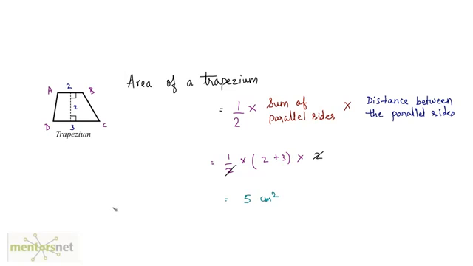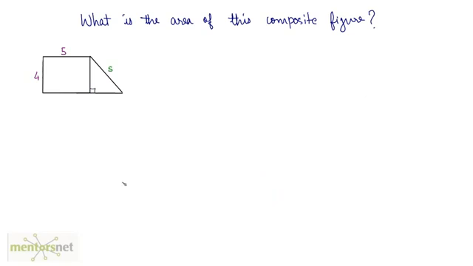Okay, so the formulas are very easy. Let us put them to the test by solving this question. What is the area of this composite figure? Now this composite figure is basically a trapezium, but we'll try to solve it traditionally. So this composite figure contains a rectangle and a triangle.